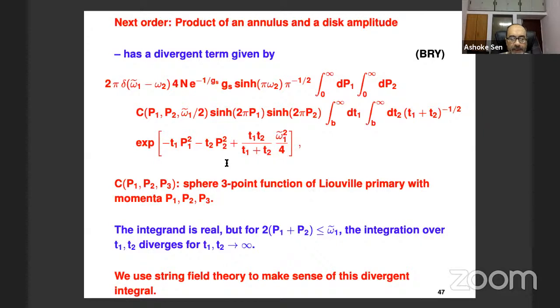The point here is that if you just naively look at this, you would conclude that this is real. The integrand is perfectly real, and you are integrating over real variables. Except that the integration over T1 and T2 diverges for T1, T2 going to infinity. It diverges when omega1 tilde is larger than 2p1 plus p2. As a result, we cannot make sense of this integral. The way we treat this integral is to use string field theory to make sense of this divergent integral.